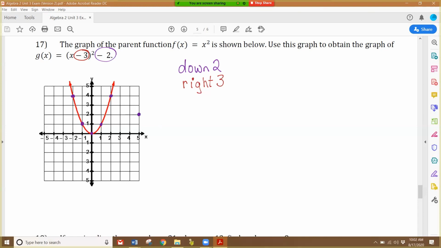I'm going to do that with each of these 5 points. I'm going to pick the next one up. I'm going down 2. I'm going to turn and I'm going right 3. And right here is where my new point's going to be located. For the vertex down here at 0, 0, again, I'm picking it up. I'm going down 2, turning, going right 3, and the new point's going to be right there.